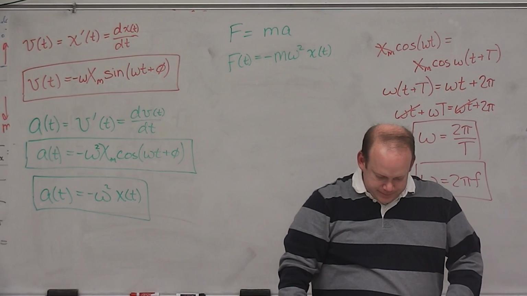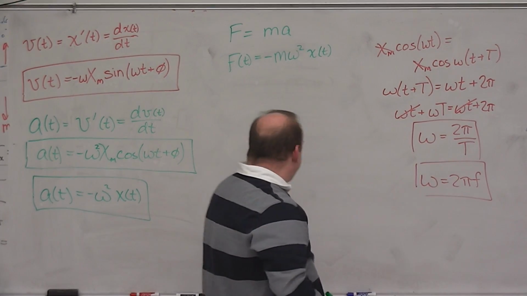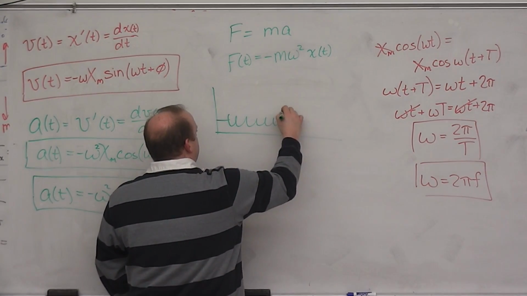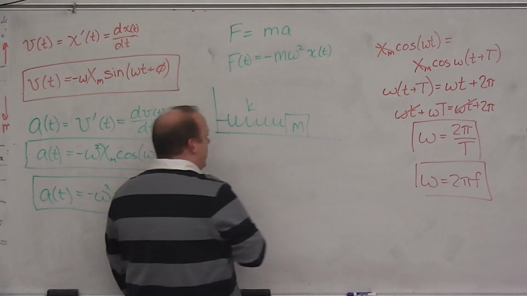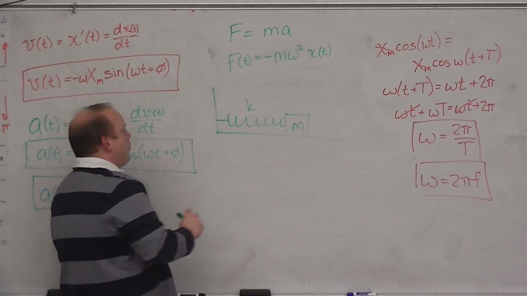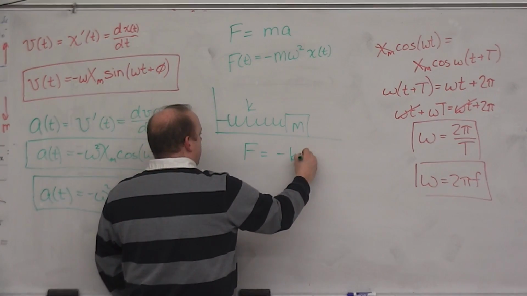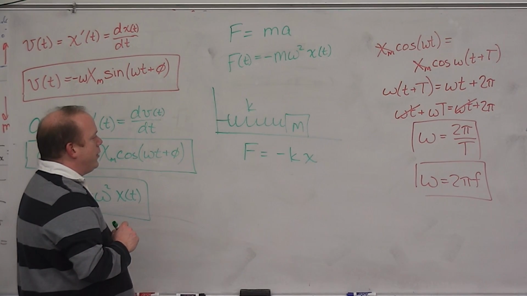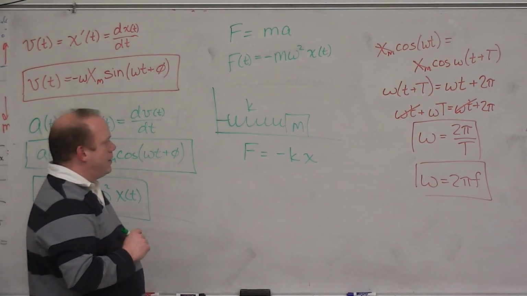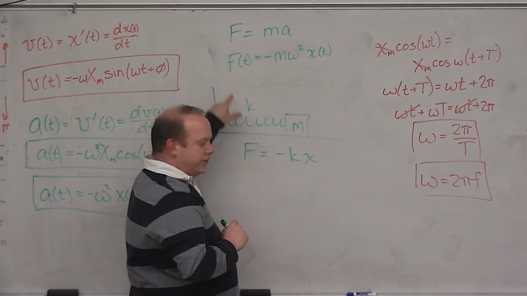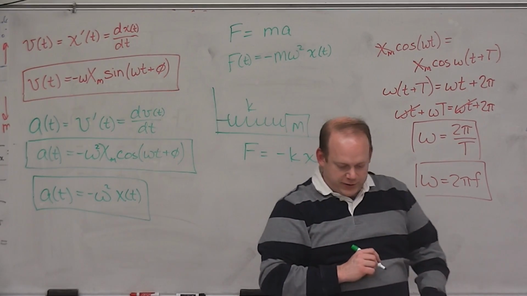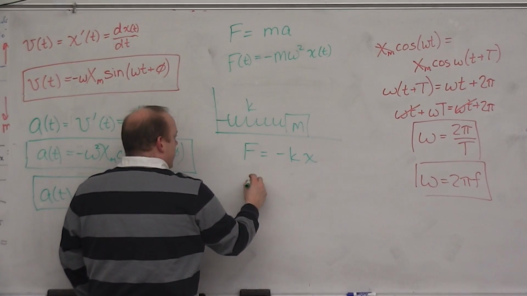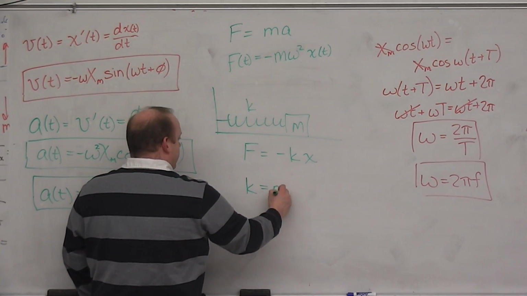Now, when you're dealing with the spring, a mass attached to a spring that's got a spring constant k here, we know that the force has to equal negative kx. Well, now we have a new way to figure out what k is. I've got x here, and force and force. So now what this is telling me is that k is equal to m omega squared.